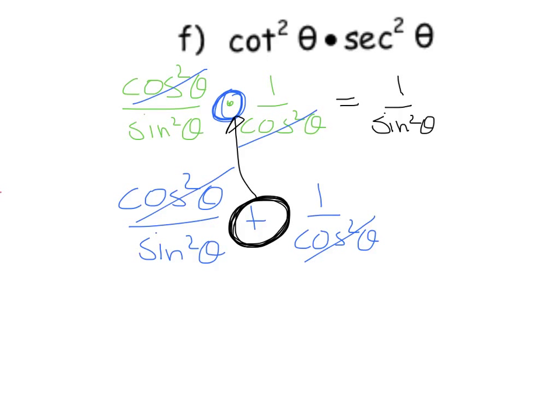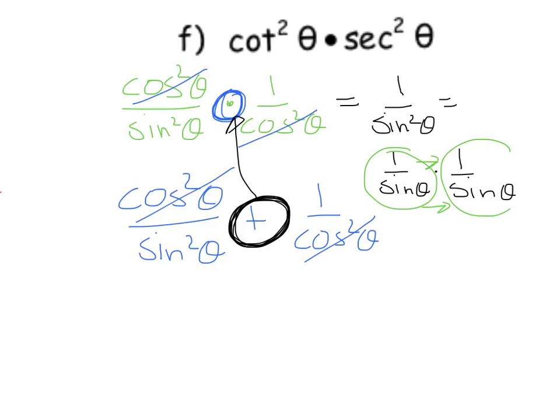Well, if you really want to multiply it all the way out, that's 1 over sine times 1 over sine, because when you multiply fractions, you multiply straight across the top and straight across the bottom. So 1 over sine, that's cosecant, and 1 over sine, that's cosecant. So cosecant times cosecant is cosecant squared of theta. You are done.